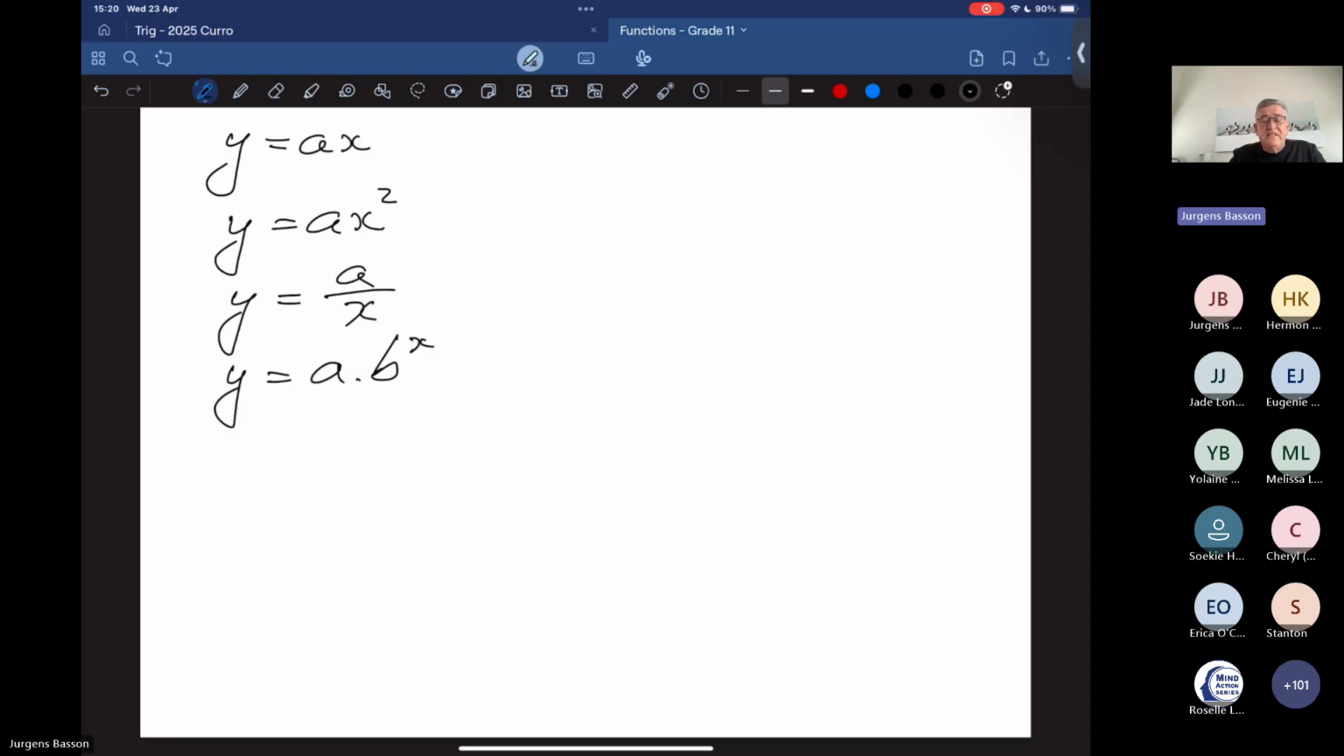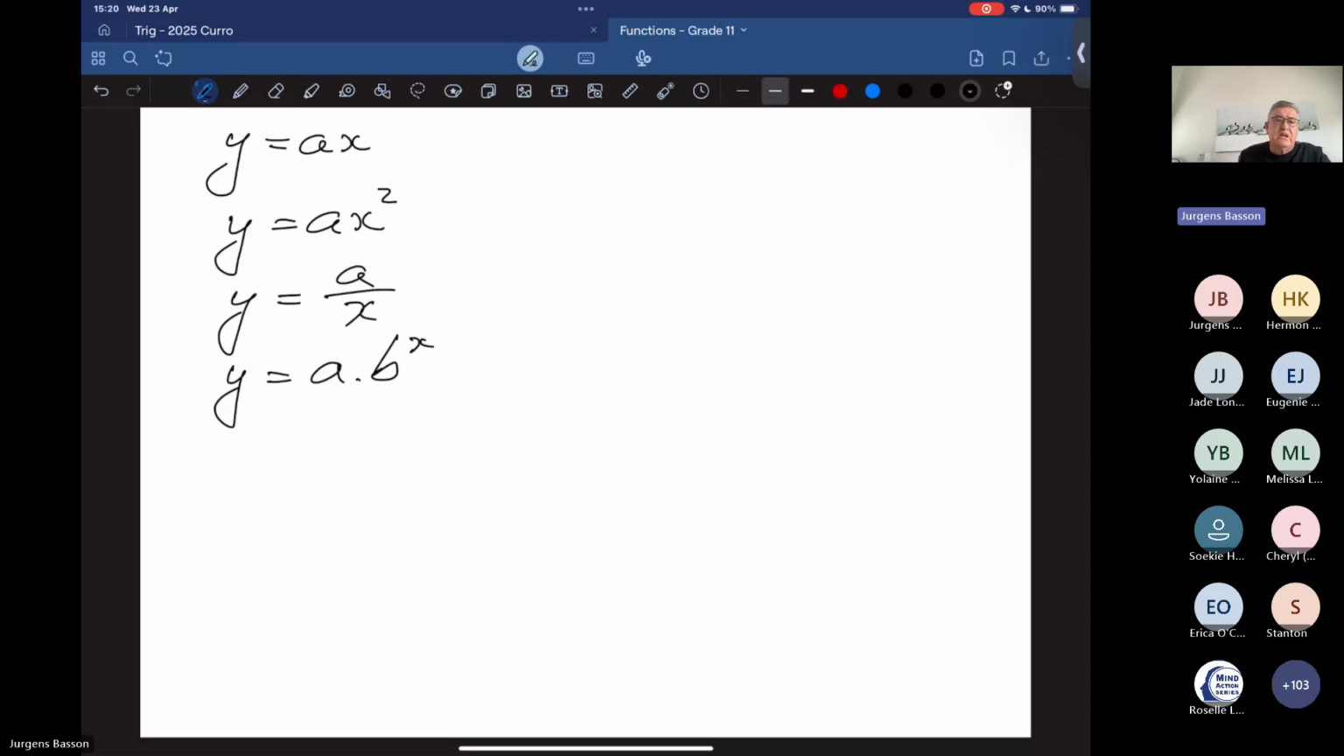With this one, if it's negative, it swaps quadrants. So it's a reflection where the first and third quadrants swap to the second and fourth. So we can see it as a y-axis reflection. We can also see it as an x-axis reflection. So both are applicable to this one. So that is what a does to each one of these functions.